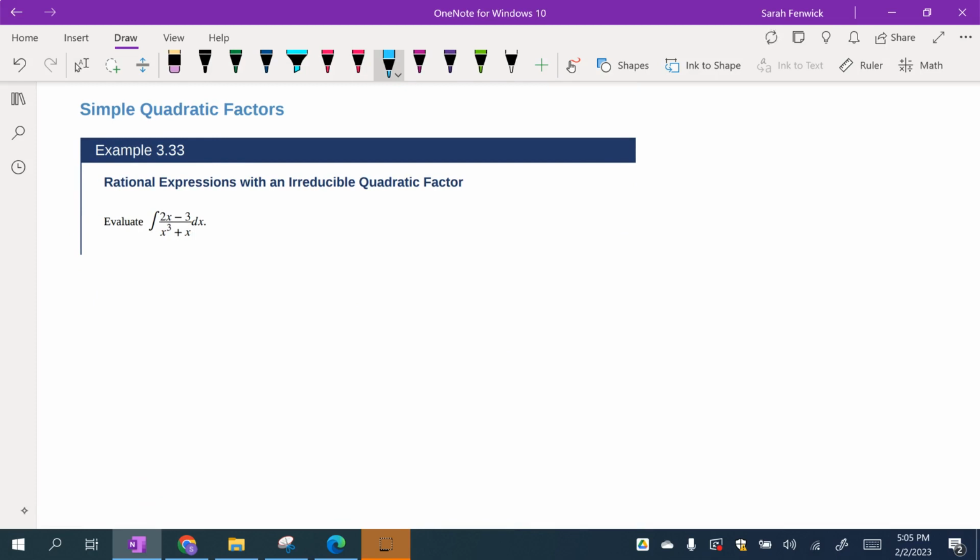Here, if I broke this up, my denominator is x times x squared plus 1. If I tried to factor x squared plus 1, or if I tried to solve it, I would get imaginary numbers, so no real roots. So I have a linear and a quadratic. So we have 2x minus 3 is our original. We're going to do x on the bottom, and we're going to do x squared plus 1 on the bottom. So this one's going to get a constant, and this one is going to get a linear factor.